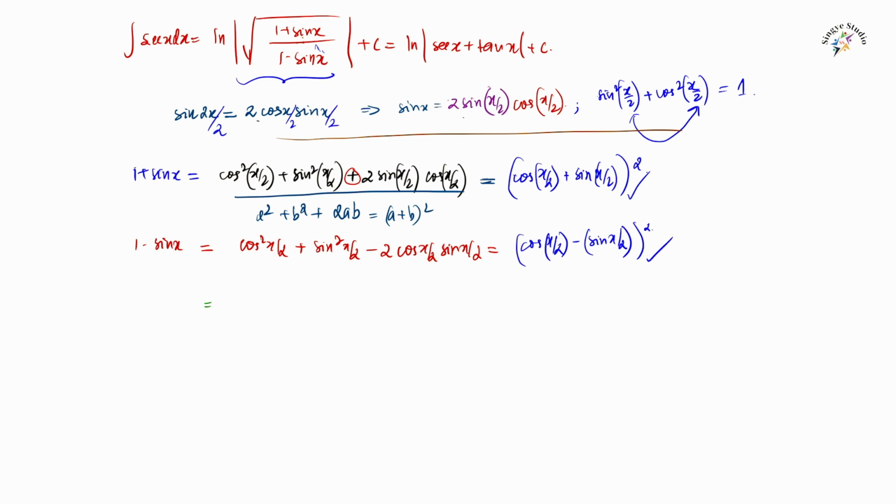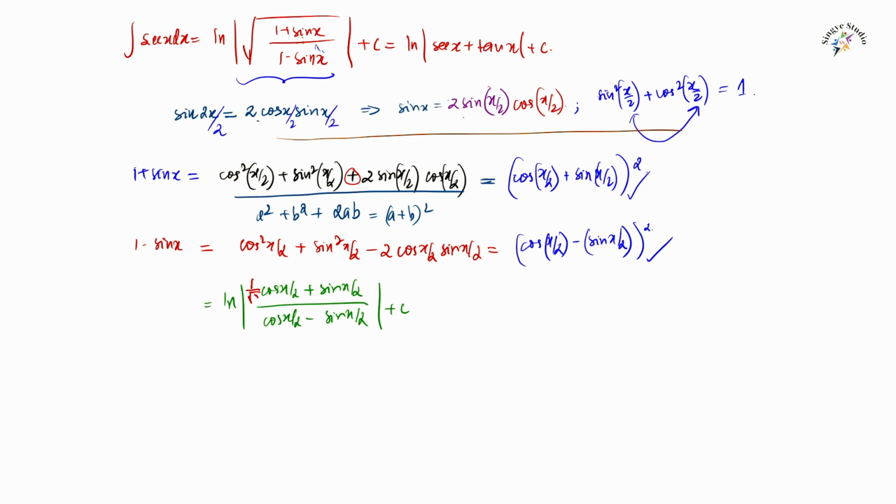Therefore, our ln of the square root of (1 plus sin x) divided by (1 minus sin x) will now become ln of (cosine x/2 plus sine x/2) divided by (cosine x/2 minus sine x/2). Beautiful. Now for this, I will multiply and divide by 1 over root 2. Okay, like this.